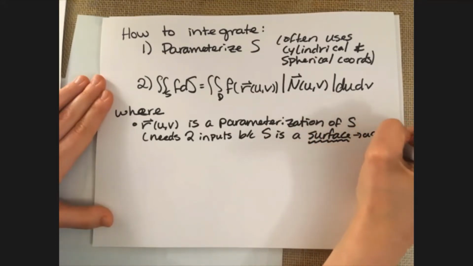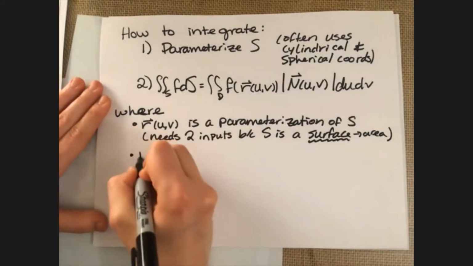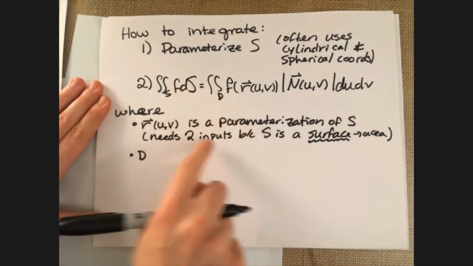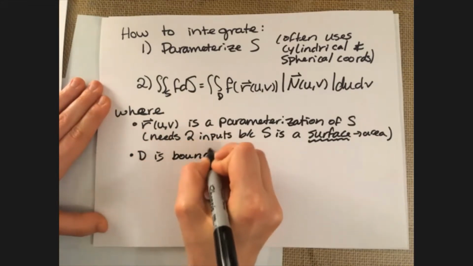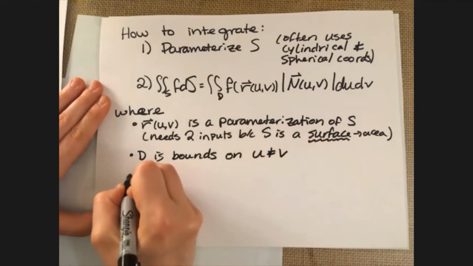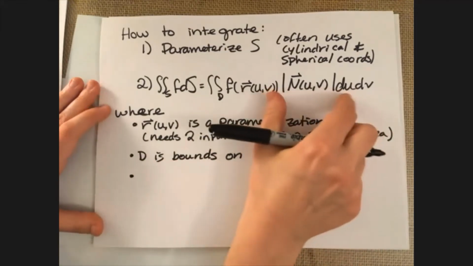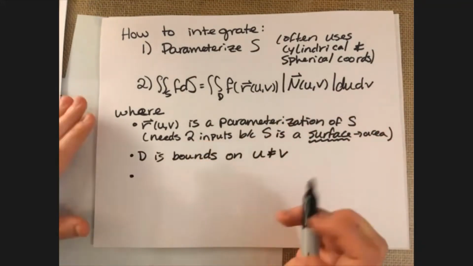Which means, since it's a surface, what you wind up working with is area. D here is just going to be the bounds that you found for U and V. And then finally, this guy right here is new, but it holds a similar place as R prime did when we worked with line integrals.